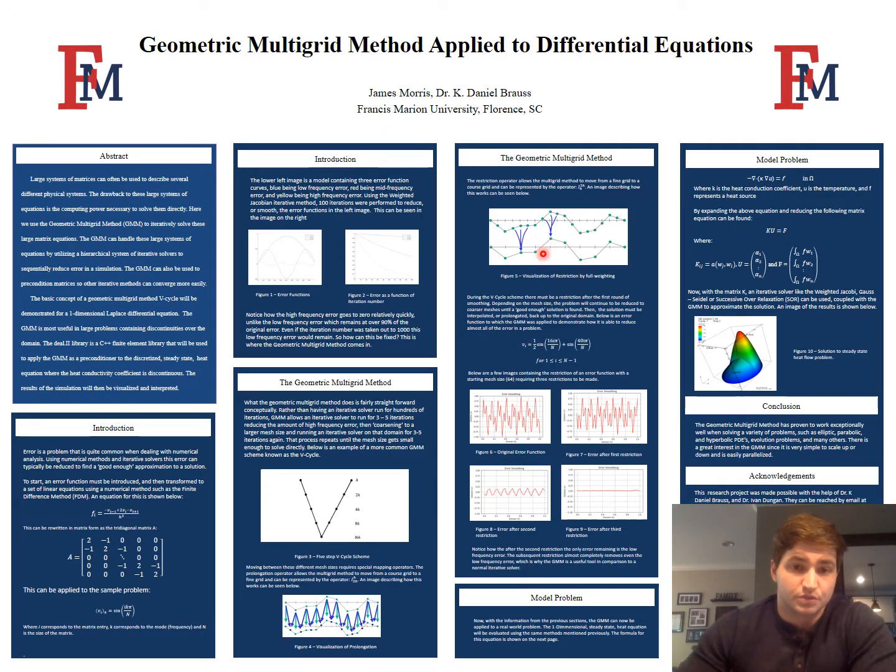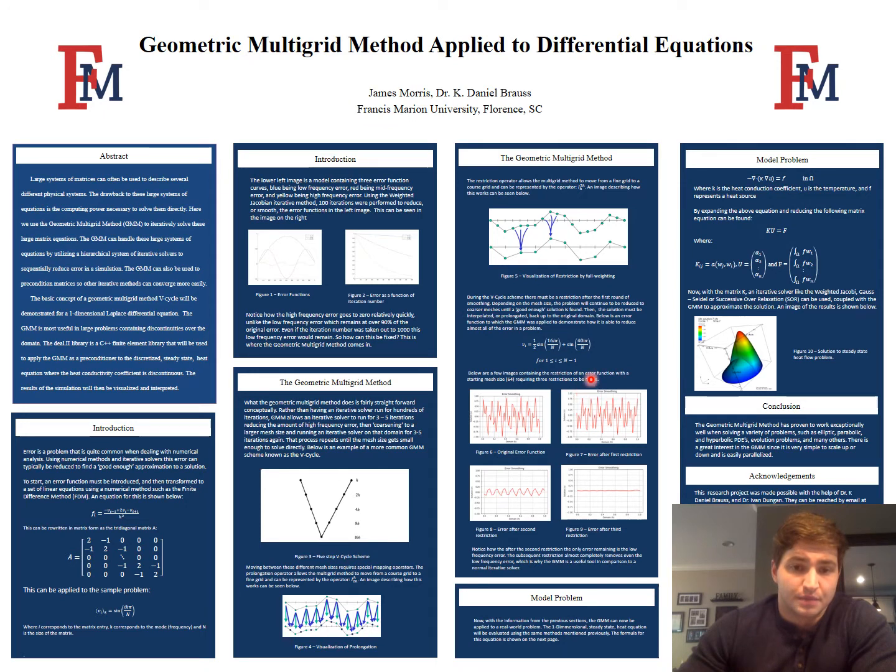And then on the restriction, all it is is a weighted average that typically starts at the top of a V-cycle and pushes its way down to the coarse. And it just takes a weighted average of a center value and another value on each side of the value in the middle. Okay.